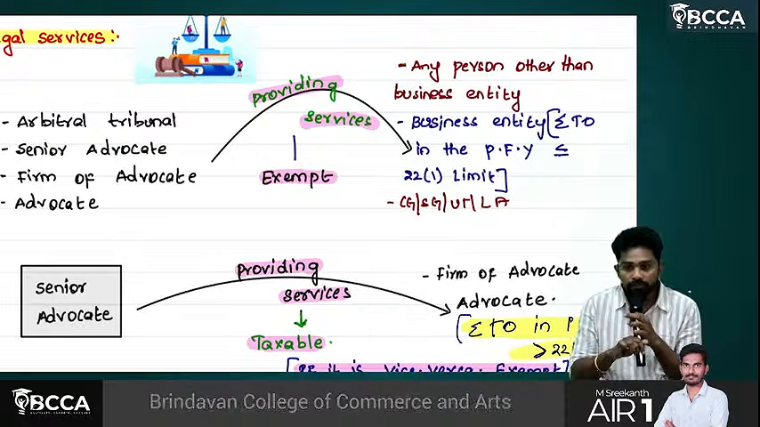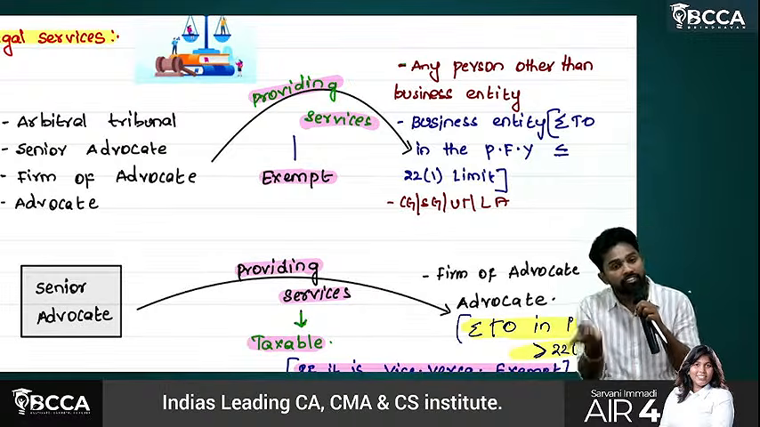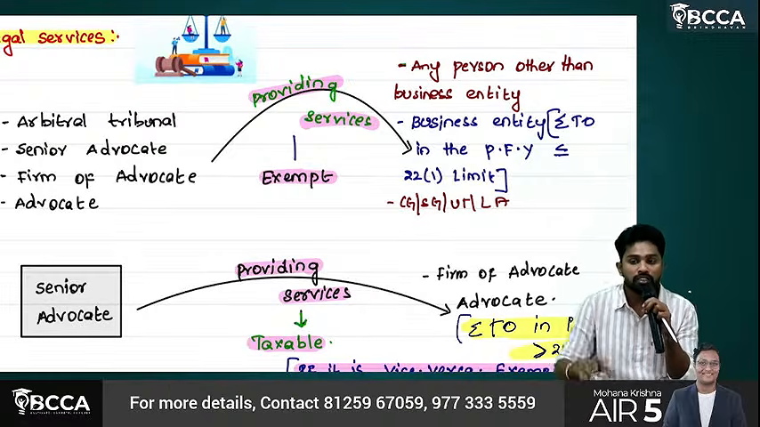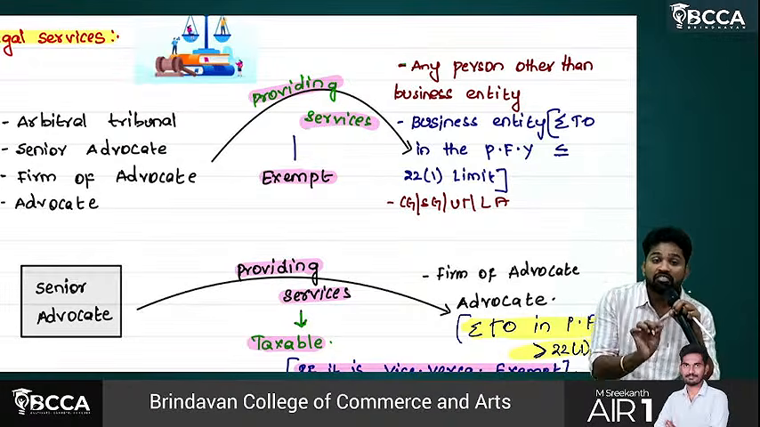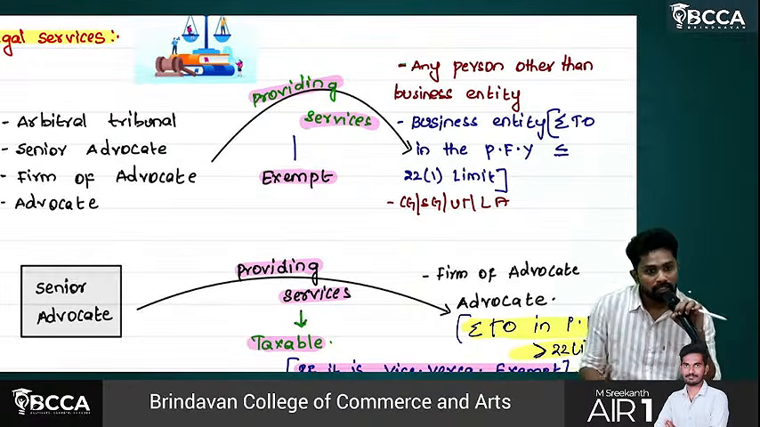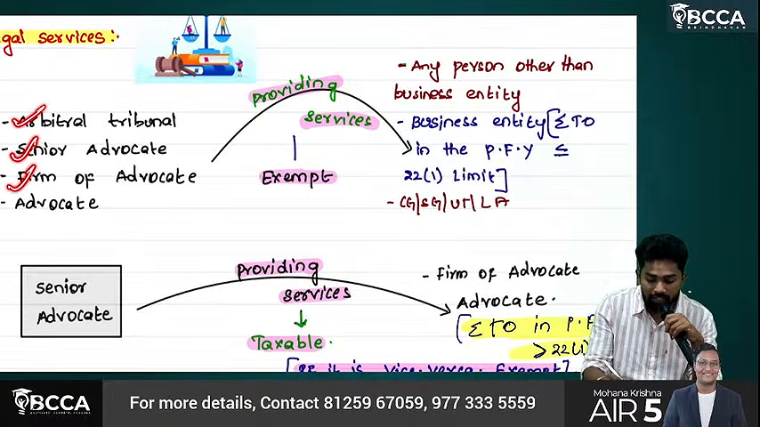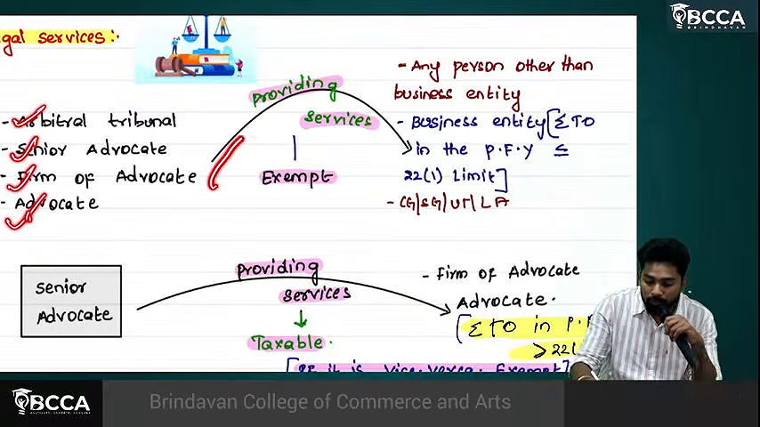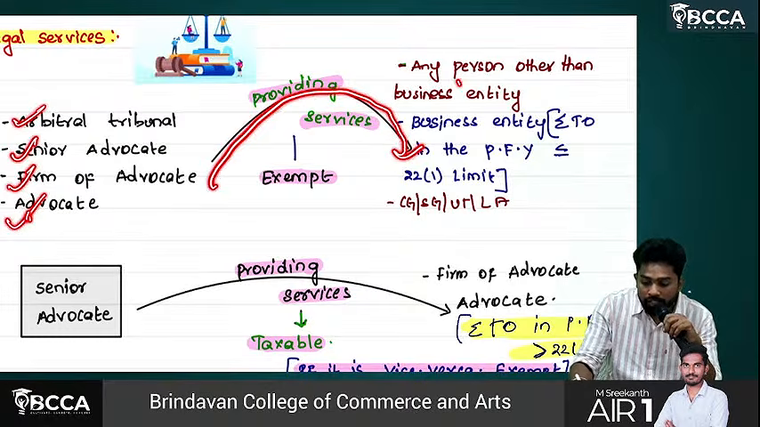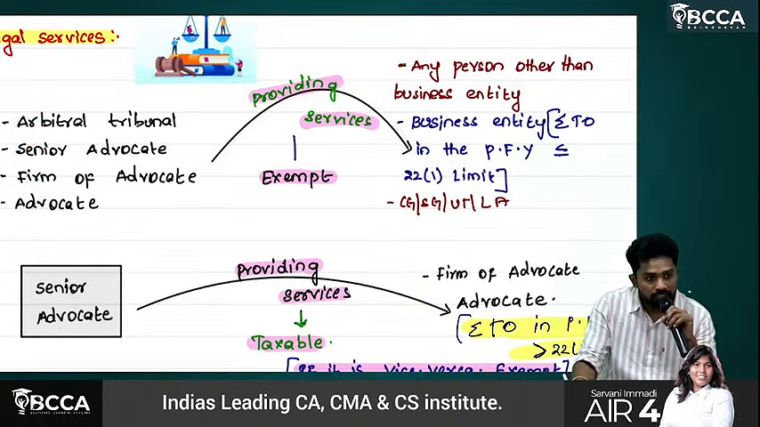Arbitral tribunal. Then senior advocate, firm of advocate. Sir, in advocates, senior advocate is there, advocate is also there. Who will be called a senior advocate? Depending on their winning ratio, they'll become senior advocate. Okay, so arbitral tribunal, senior advocate, firm of advocate, advocate, when they are providing services to any person other than a business entity.